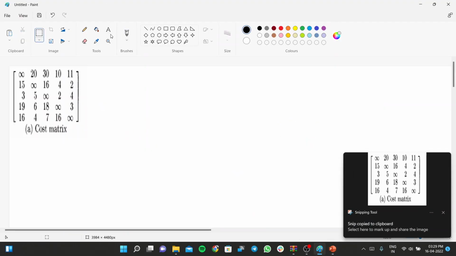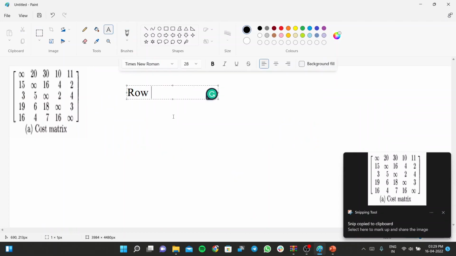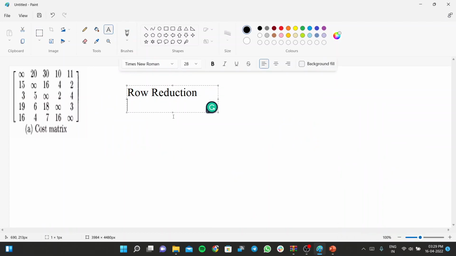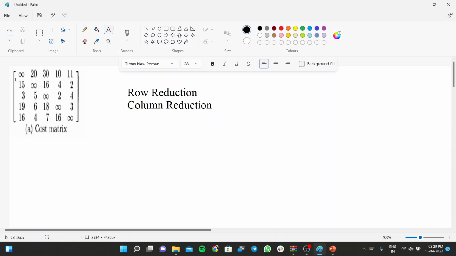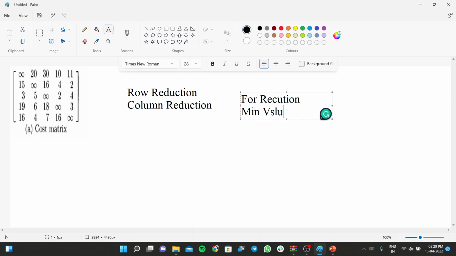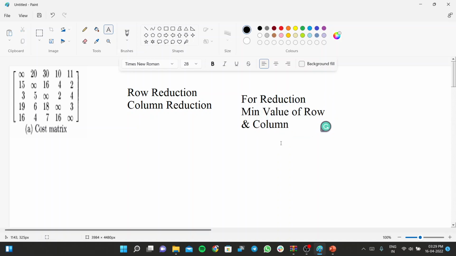So here, first we need to perform row reduction and then column reduction, and then we need to just add both. So how do we perform this? For reduction, the minimum value of the row and column is considered.